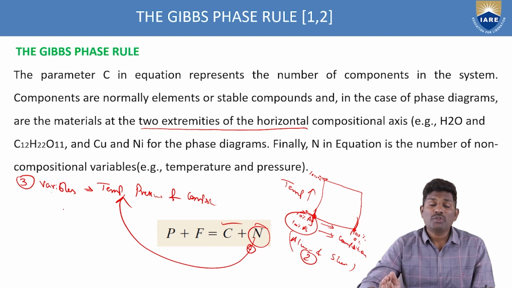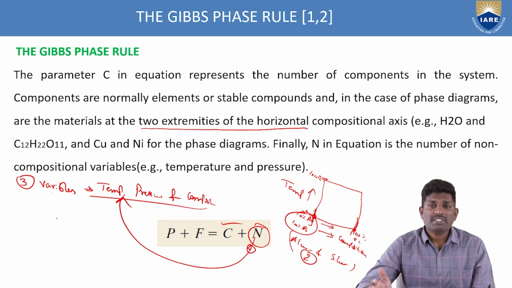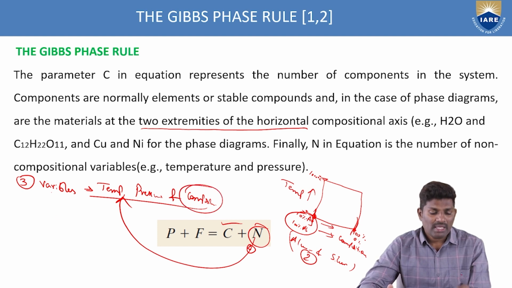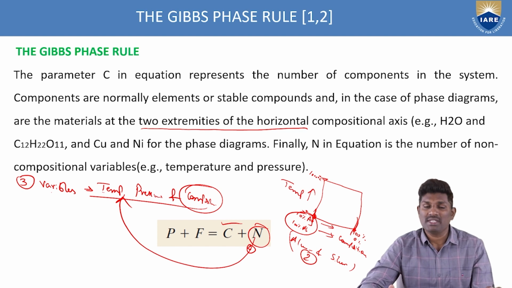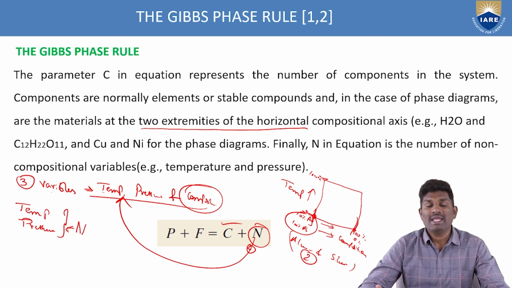N is the non-compositional variable. So in these 3, which is the non-compositional variable? Only composition is a composition. The other two, temperature and pressure, are not compositions here. That's why the non-compositional variables are temperature and pressure. So N refers to temperature and pressure, because N is the non-compositional variable.